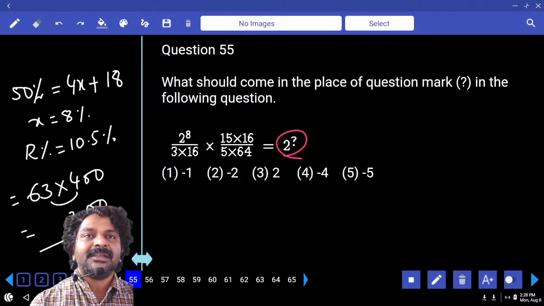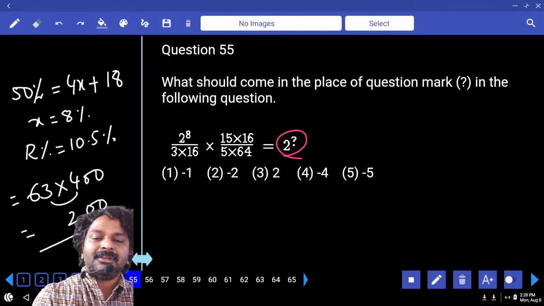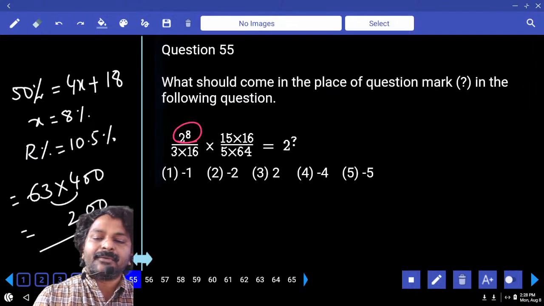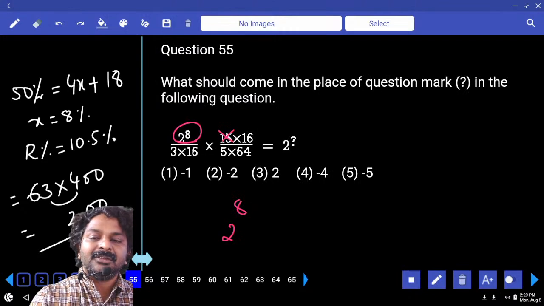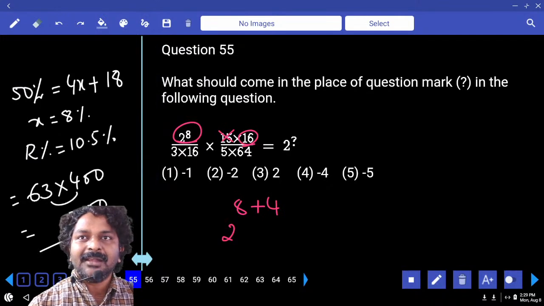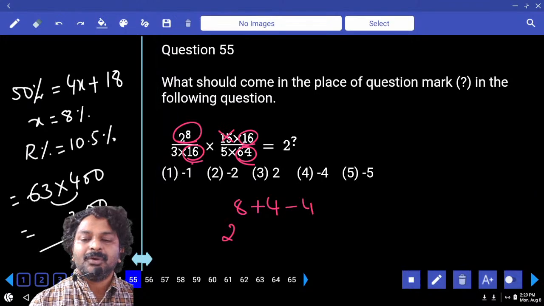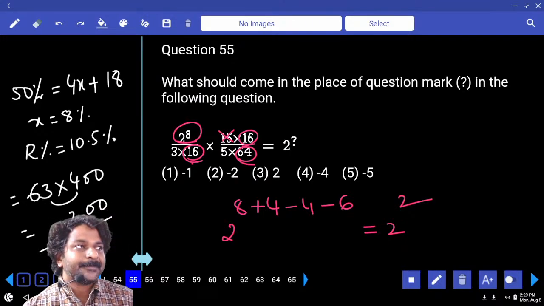2 power something. Yes. So I would like to consider only 2 powers. In the numerator, 2 power 8. The second number, 15, is an odd number. 16 is 2 power 4. In the exponent we have to add. Next, denominators. Minus 4. Yes. 64 is 2 power 6. Minus 6. Answer: 2 power 2. Option 3.